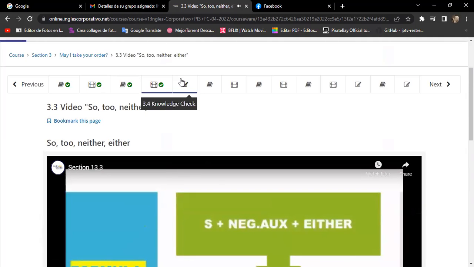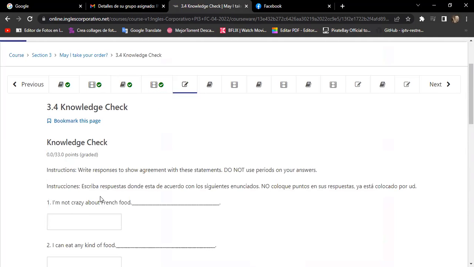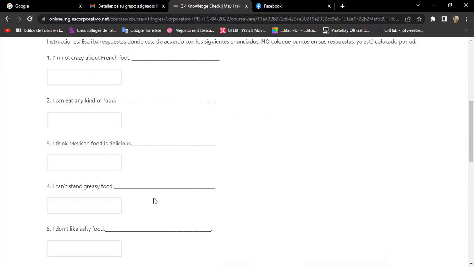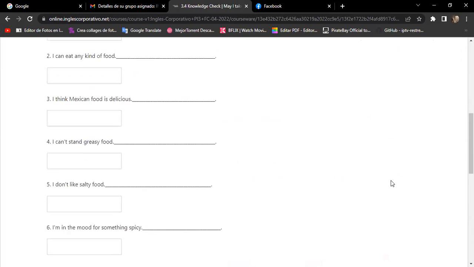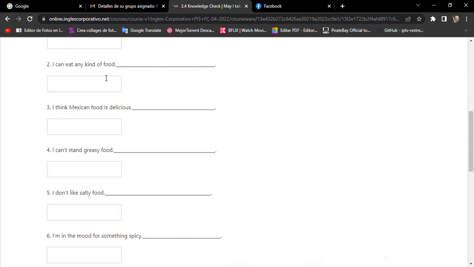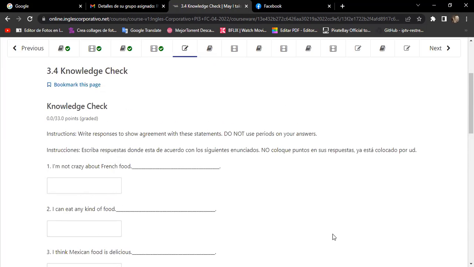Okay, so look, these are negative. So what is number one? I am not crazy about French food. I am not either. Okay, I am not either or neither am I. Aunque saben que las dos respuestas estaban buenas, pero la plataforma solo acepta una. So, I am not either or neither am I. They're both correct, okay?